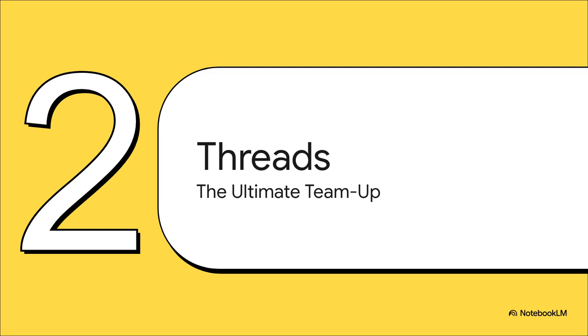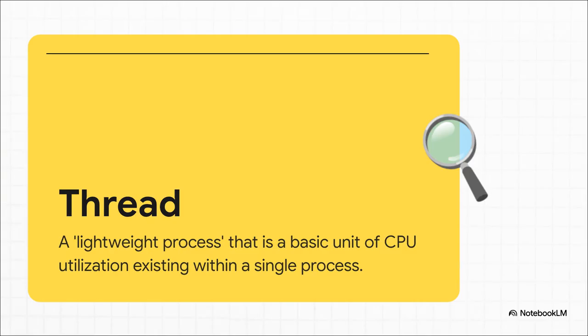You know, if a process is the entire factory, then threads are the individual workers on the assembly line, all working together inside that very same factory. So a thread is often called a lightweight process. It's basically the smallest possible chunk of instructions that an operating system can manage. And the real magic here is that you can have multiple threads all existing and running inside of a single process, all working together to get the job done.